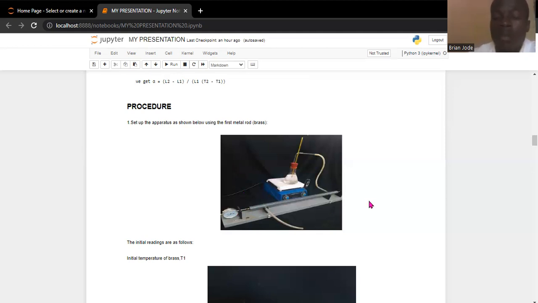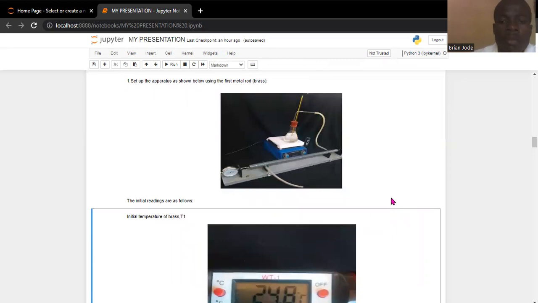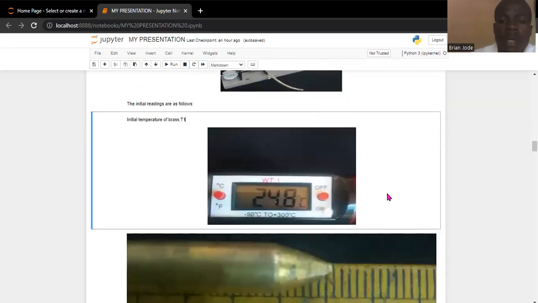Before we start the heating process, we are supposed to take the initial measurements of the metal bar: the initial temperature T1, the initial length of the metal bar L1, and the initial dial setting E1. As you can see here, before the metal bar was heated, the initial temperature T1 was recorded as indicated here.